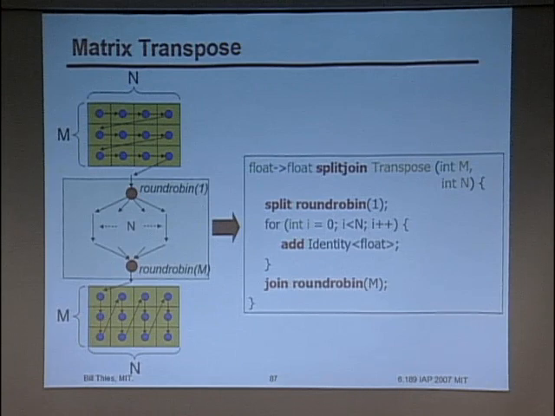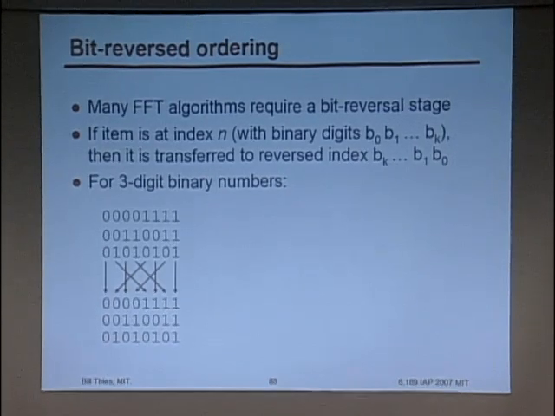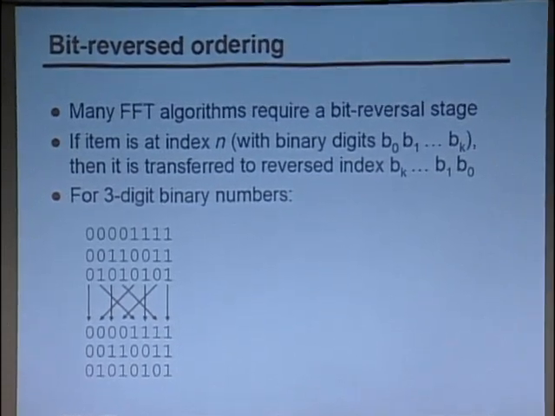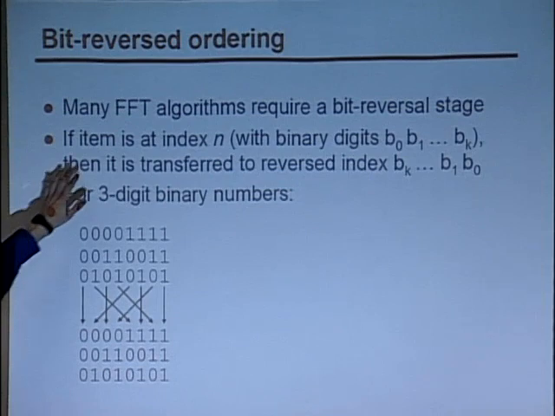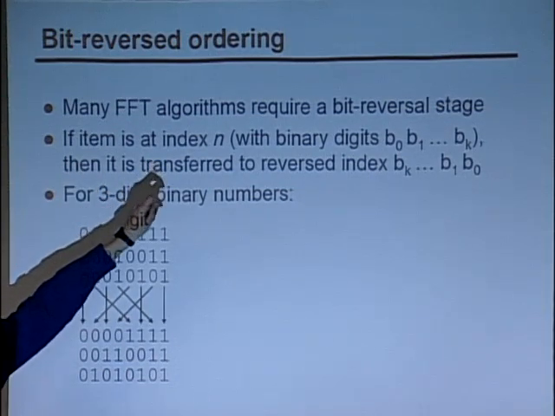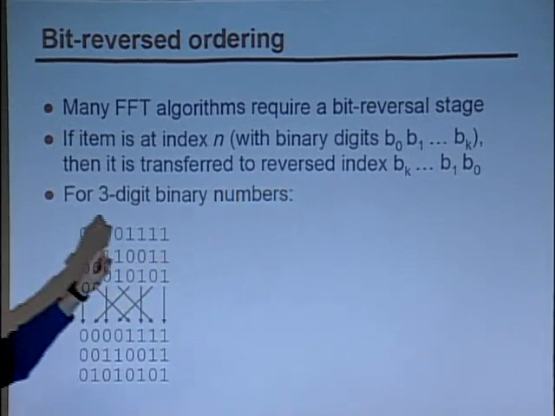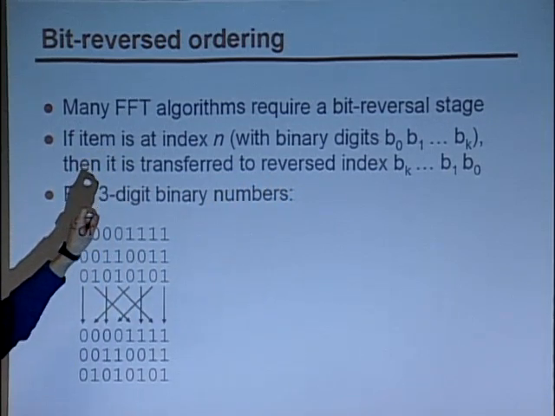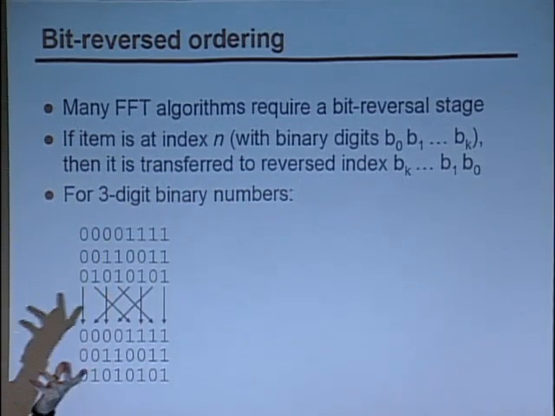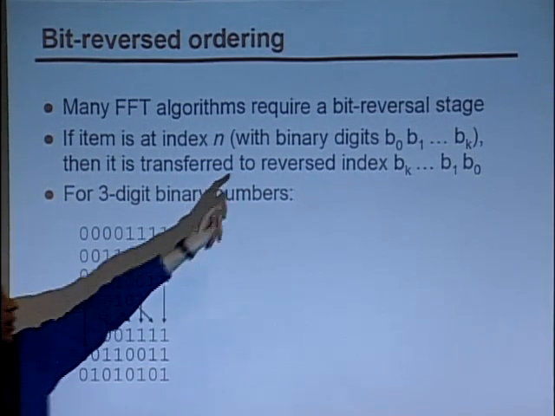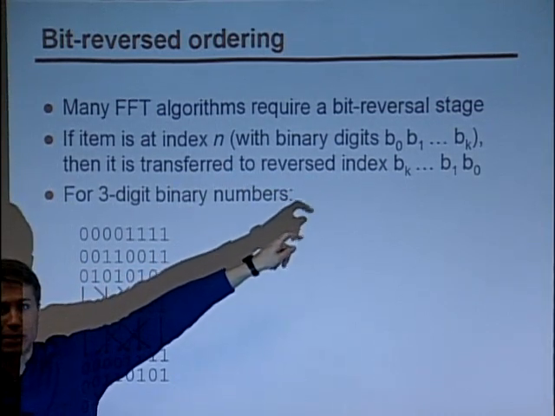OK, so there's one more opportunity to shine here. And that's a more interesting permutation called a bit reversed ordering. This comes up in an FFT and in other algorithms. The permutation here is that we're taking the data at the index n, and let's say n has binary digits b0, b1, up through bk. We want to rearrange that data so it goes to a different index with the reversed bits of its index. So if it was at index n before, it ends up at bk down to b1, b0.